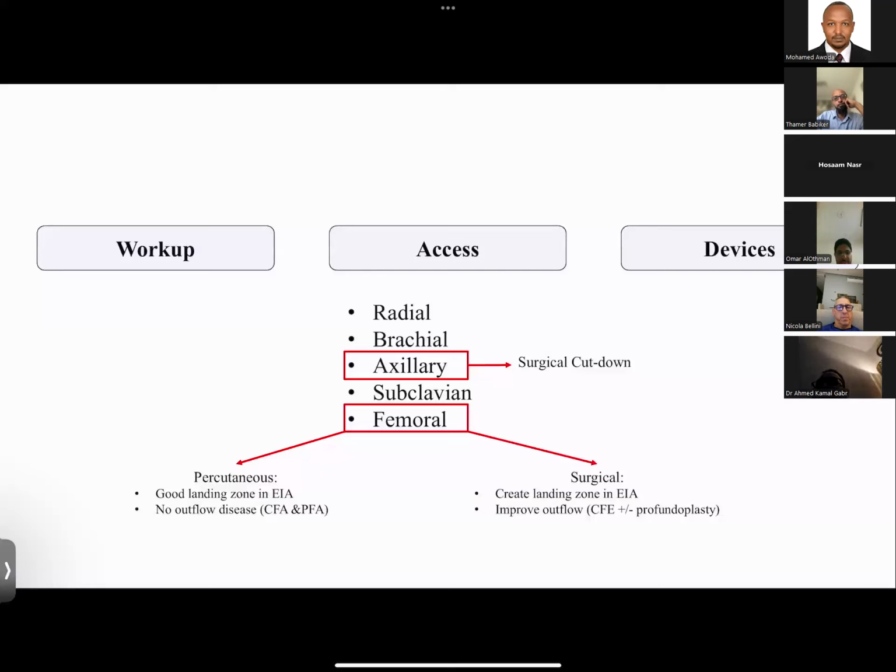So this is the Achilles heel of aortoiliac intervention: if your outflow is bad, your procedure is going to fail. And this is why you have to be absolutely obsessive about your outflow, particularly the common femoral and the profunda femoris, as most patients will have multi-level disease, particularly if they come with CLTI. And if you're going to do surgical cut down and you're going to improve the outflow, one has to create, in my opinion, a landing zone in the external iliac artery. And I'll show you in a bit how to do that. And you always have to improve the outflow.